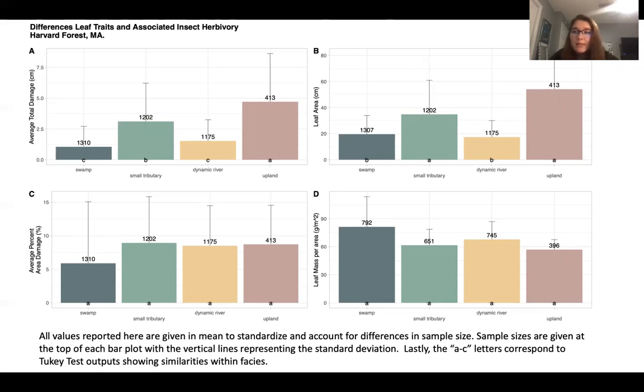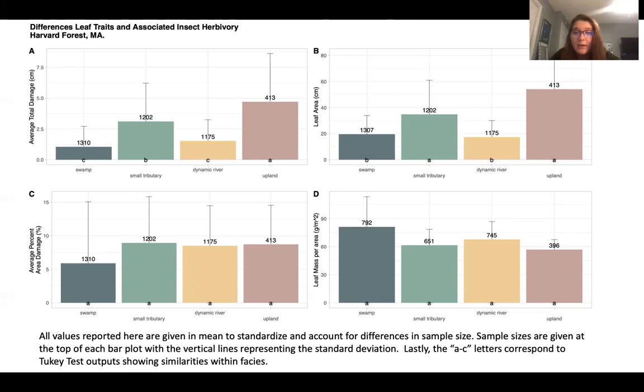We developed a hypothesis that we expected the upland site to have more damage, as there is not preservation bias present. This means that the leaves are dry and not being transported within the environment. Lastly, the swamp and dynamic river group together and are statistically different than the small tributary and the upland.